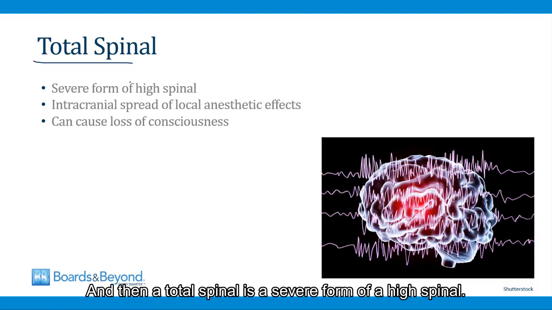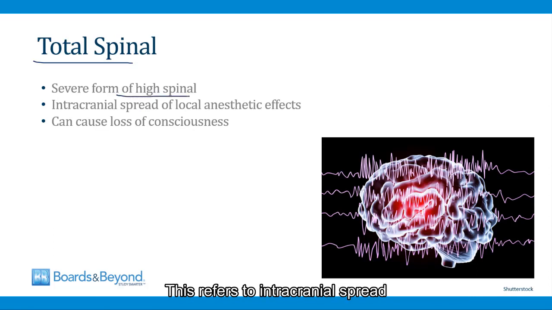And then a total spinal is a severe form of a high spinal. This refers to intracranial spread of local anesthetic effects. This can cause loss of consciousness. This is basically the worst form you can have of a high spinal.